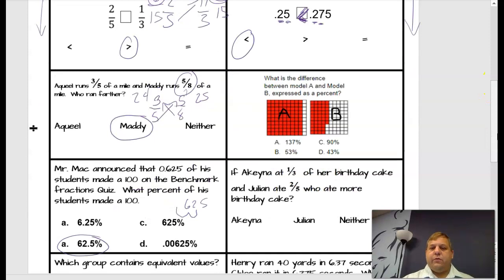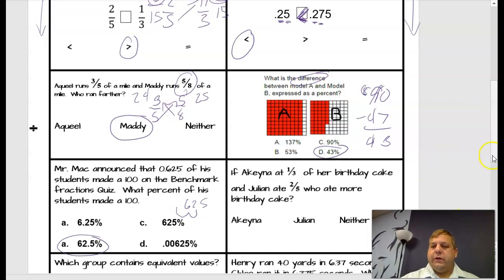What is the difference between model A and model B expressed as percent? Go ahead and solve that. Difference is an elementary word. It means to subtract. So I'm going to find my first value. My model A is 90%. Model B is 47. If I subtract those, let's write them the way we know how to write them. I borrow from that, and I get 3. That should be an 8. 43%.